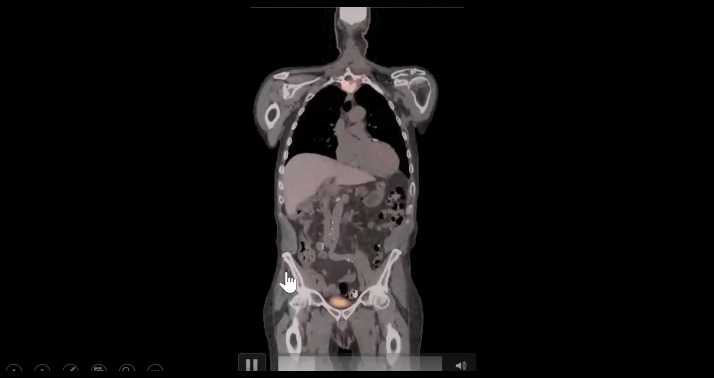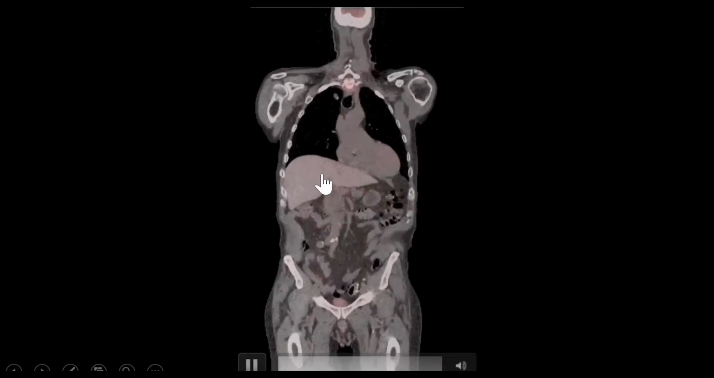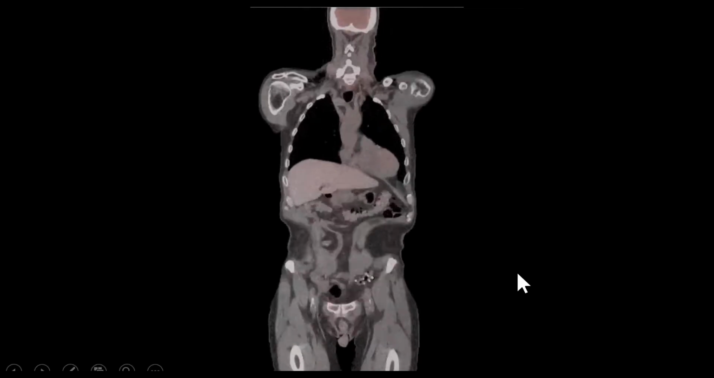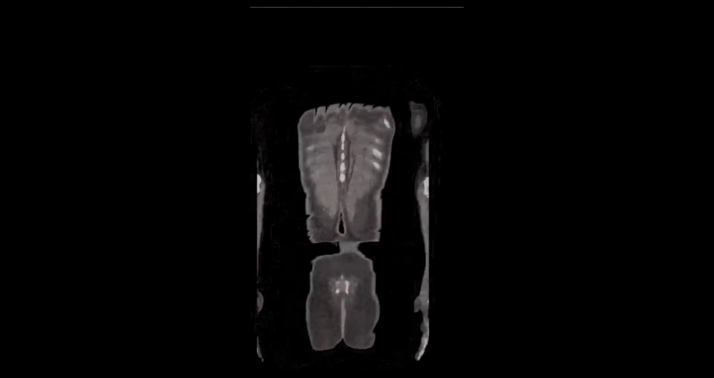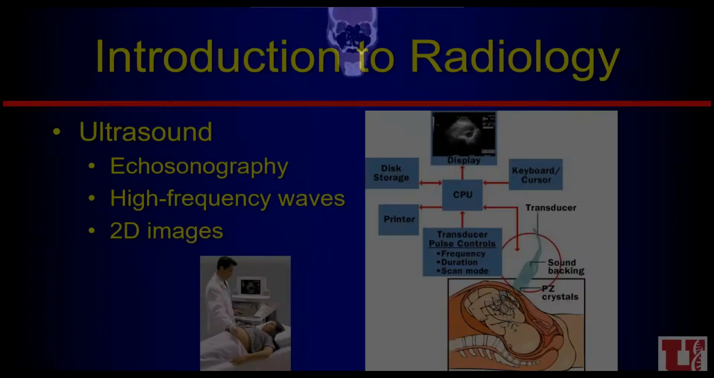And we can do a PET CT of the whole body. So there's some normal bladder uptake, but if there is pathology somewhere, I can see that very nicely quickly on a PET CT of the whole body. But again, I'm very slowly detecting that energy, so it takes a long time.